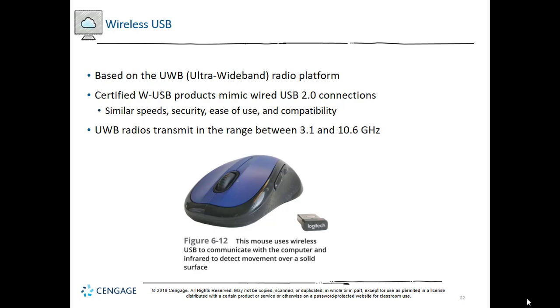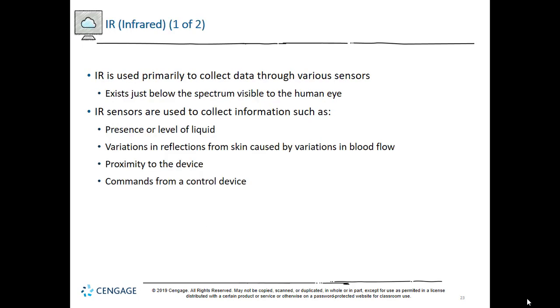More recently, developments for wireless USB include devices that use the Wi-Fi frequencies of 2.4 up to 5 gigahertz, or the WiGig protocols, for faster throughput.